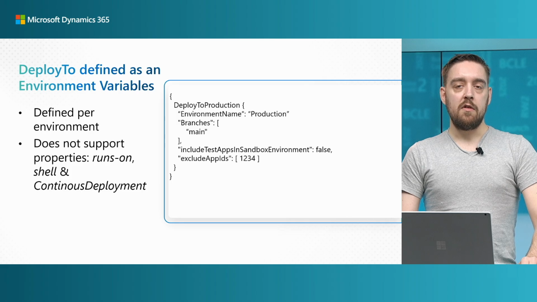There are a few limitations. Like I said before, since this runs during the deployment job, we do not support the runs on, shell, and continuous deployment properties. If you still wish to use these, you should define them in your main settings file like you do currently, or in your organization or repository settings files.